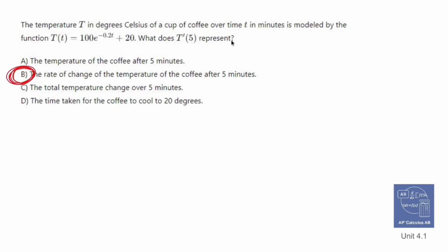Maybe I could have done a better job describing that, but when you take the derivative of something, you find the rate. Usually rates are like miles per hour, but this is going to be temperature over minutes. And when you use 5, you are plugging in 5 into little t, so you're talking about 5 minutes, so the rate of change of the temperature of the coffee after 5 minutes.